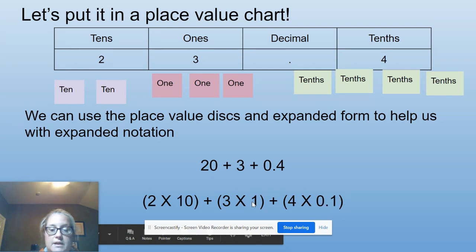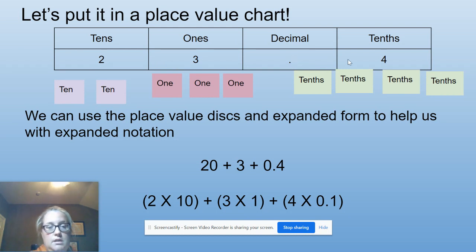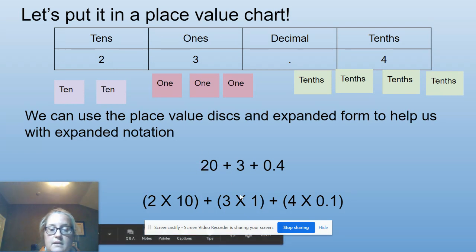Now, if I was to actually multiply all of these numbers together, 2 times 10 equals 20, 3 times 1 equals 3, 4 times 1/10 equals 4/10. If I add all of these together, I do get back up to my 23 and 4/10. So we were able to look at a place value chart, place value discs, expanded form, and then expanded notation. So let's try it again with a number that's a little bit bigger.